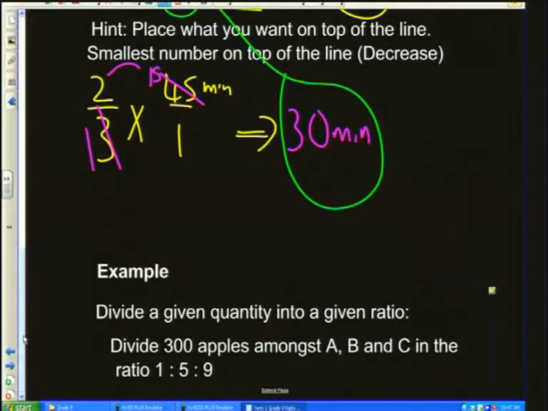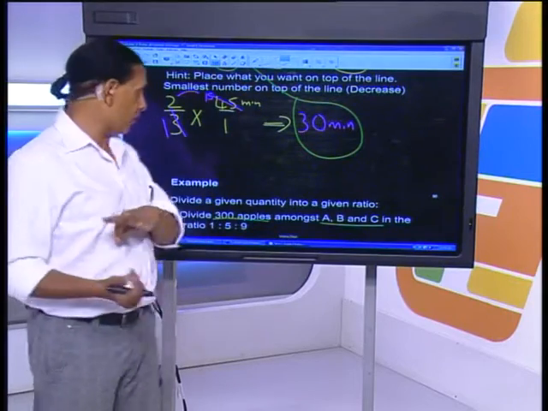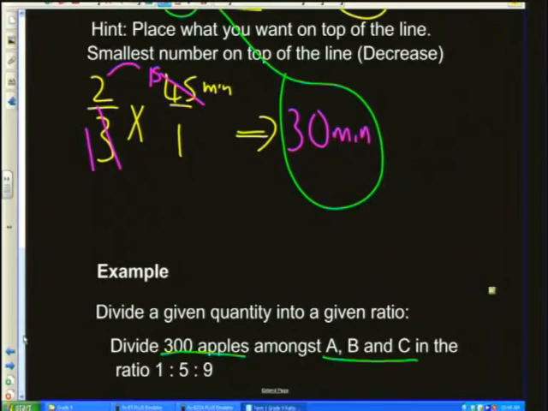Right, then, divide the given ratio. Now, you've got 300 apples. Right, and there are 3 persons or 3 people, A, B, C. And you want to divide this amongst 3 people. How? But the ratio is 1:5:9. So they don't get the same shares. Then how do we do it? Well, let's see.